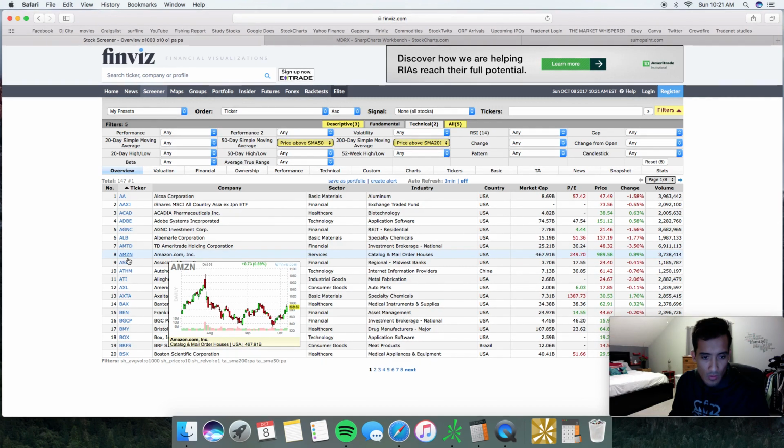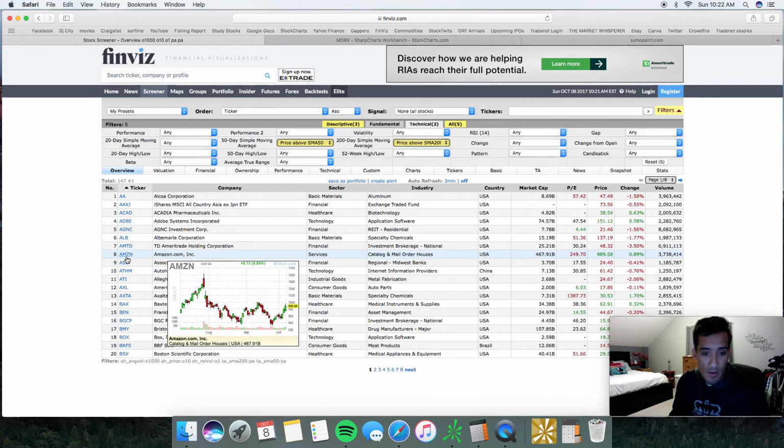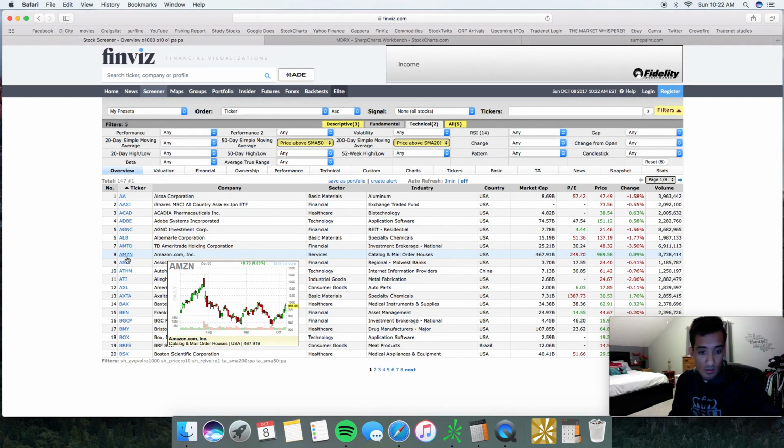Very close. Very close. I would honestly consider Amazon over $1,000, but that's way too expensive. So you can see it's consolidated sideways for the past couple of months, for the past like 3 months, and it keeps hitting 1,000, and then it keeps getting rejected. So once it breaks $1,000, it's going to keep going up.